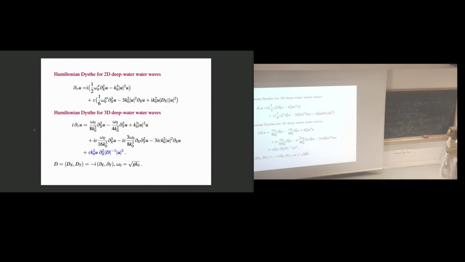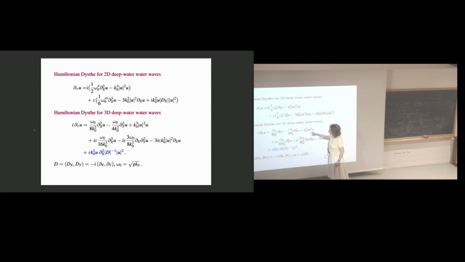So this is just the Hamiltonian version. That's the same as this one, probably with fewer mistakes, but this is the Dist that we just derived. But there is also a Dist that corresponds to 3D deep water waves. If we forget the second line, this is the usual NLS equation for deep water. In particular, you see the hyperbolic character of the second order. This is the equation that one obtains from the NLS modulation for the 3D water wave in deep water.